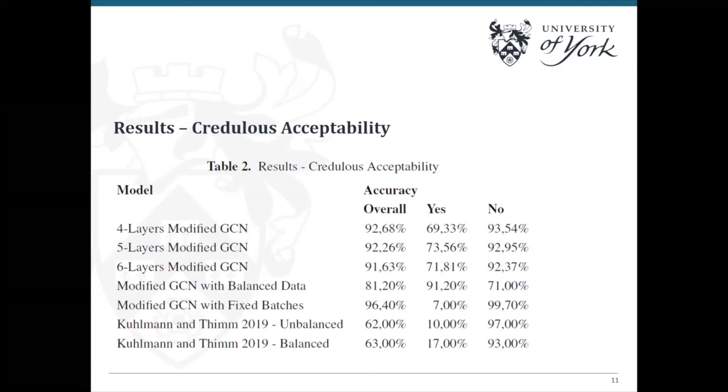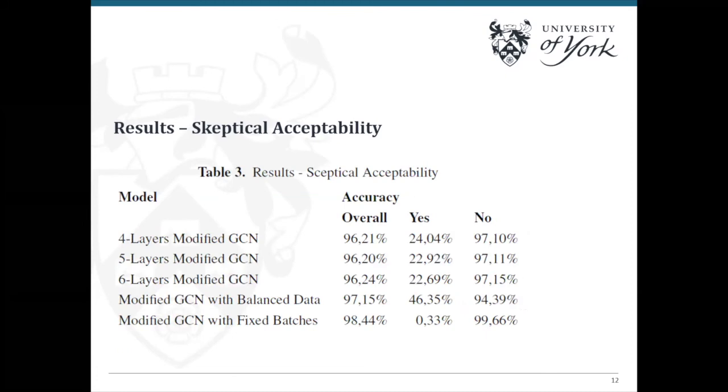Among the rest of them, you can choose between the 4-layer and the 5-layer GCN based on your preference for slightly higher overall accuracy or slightly better balance between yes and no. But in general, the accuracy is relatively good. It's probably not where it needs to be for deployment in a real world production scenario, but it is relatively good. If we look at skeptical acceptability, it suffers from the issue that skeptical acceptability is even more skewed than credulous acceptability. So it's much the same phenomenon, just more extreme.